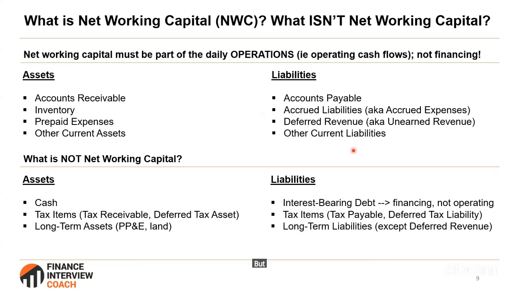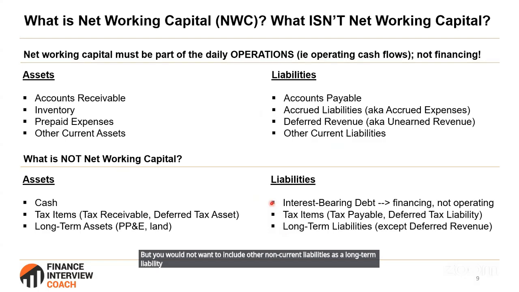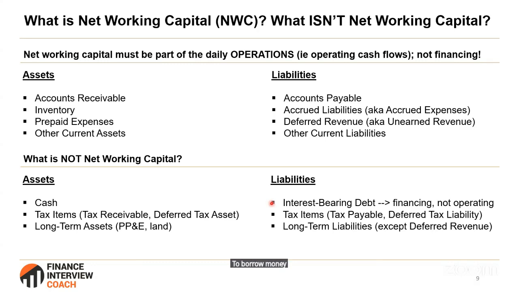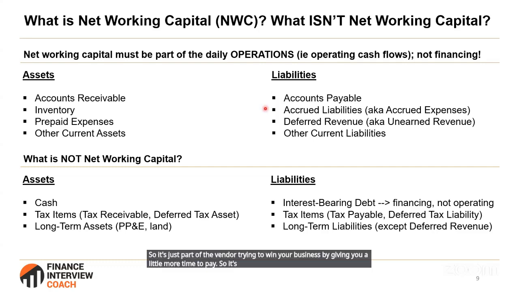But you would not want to include other non-current liabilities, because that's a long-term liability. You would not want to include anything that's debt, right? Because if you're paying interest for a loan, that's not actually part of your operations. That's a financing decision that you made to borrow money and then pay for that service through interest expense. Accounts payable, on the other hand, for example, has no interest on it. So it's just part of the vendor trying to win your business by giving you a little more time to pay. So it's part of your daily operations. Tax items similarly would not be net working capital.